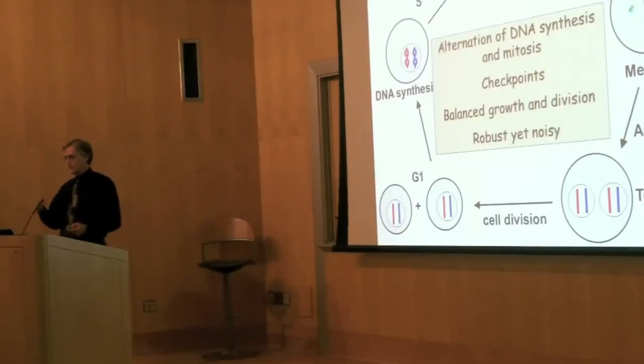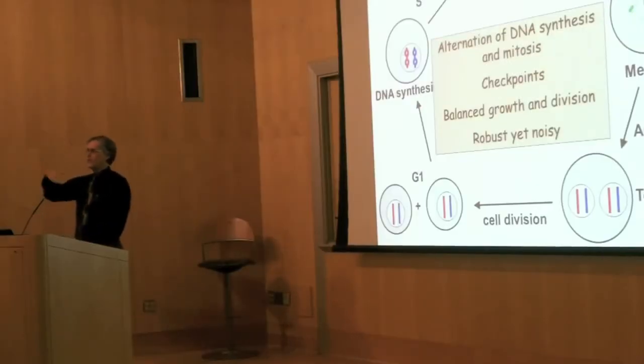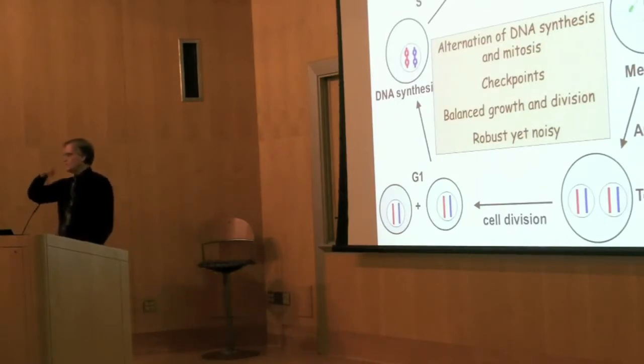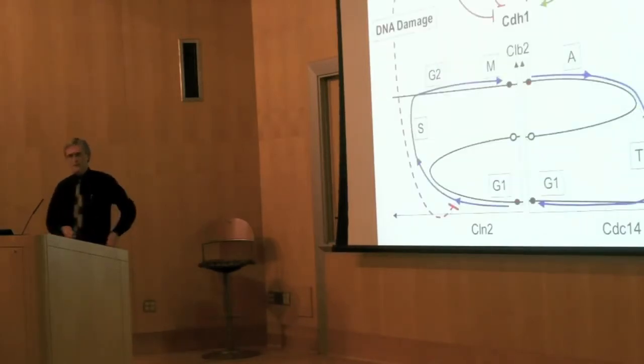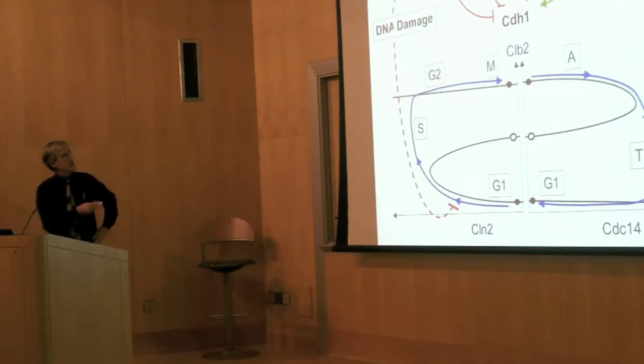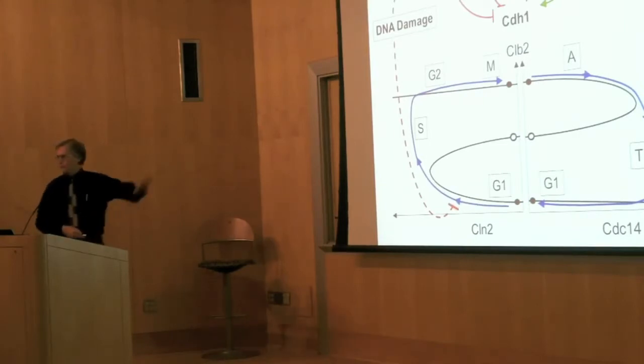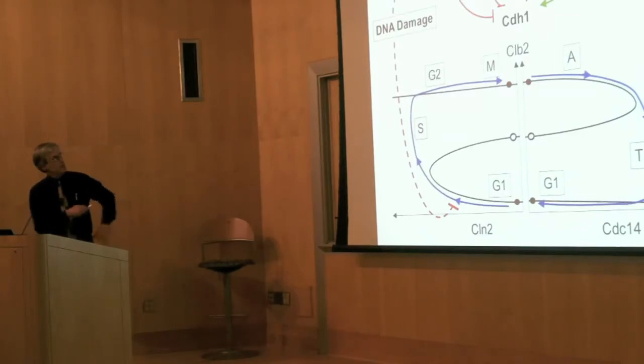Once you see how this works, immediately you see why cells alternate DNA synthesis and mitosis, because they're forced to go around that loop. And that loop alternates DNA synthesis and mitosis. How do checkpoints work? Well, if the cell has damaged DNA, what does it want to do? If the DNA is damaged, it has to prevent this transition, which is going to drive the cells into DNA synthesis. And how do you prevent that transition?